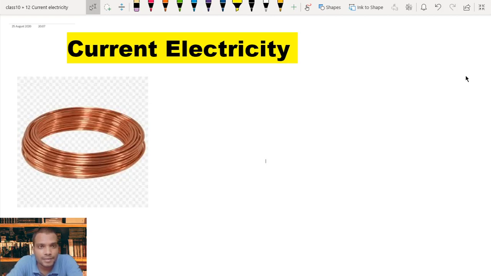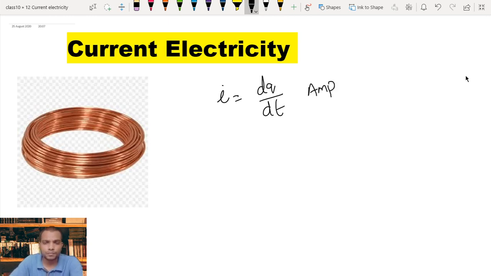So far I discussed in this current chapter, current electricity. First we defined electric current. Current I is equal to the rate of flow of charge, dq by dt. Its units are amperes.